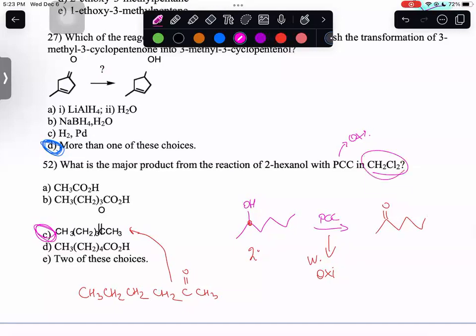This guy? That's your solvent. Combined with PCC, they oxidize. That's it. That's not the main portion of the reagent.